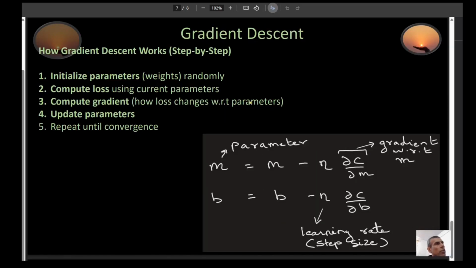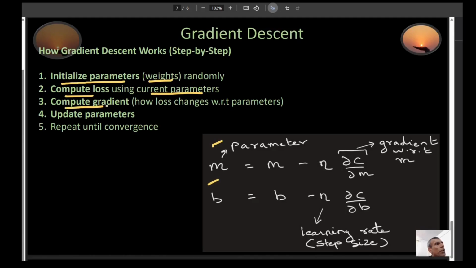So this is a short summary of the algorithm. You start with initializing your parameters. Another word for that is weights, randomly. You pick your values m and b randomly. Then you compute your loss using your current parameters. In other words, you calculate the difference between the actual value and the predicted value. That's what your loss is.